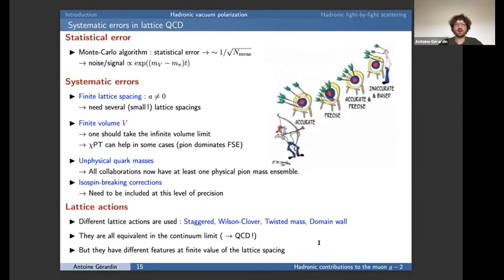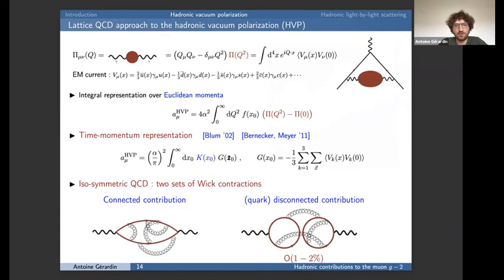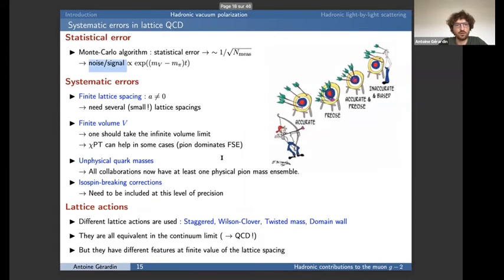As you probably know, any lattice QCD calculation suffers from statistical errors because we use a Monte Carlo algorithm to estimate the path integral. And here it is quite bad because the noise over signal increases exponentially with the Euclidean time. So at large time, this function will be very noisy.